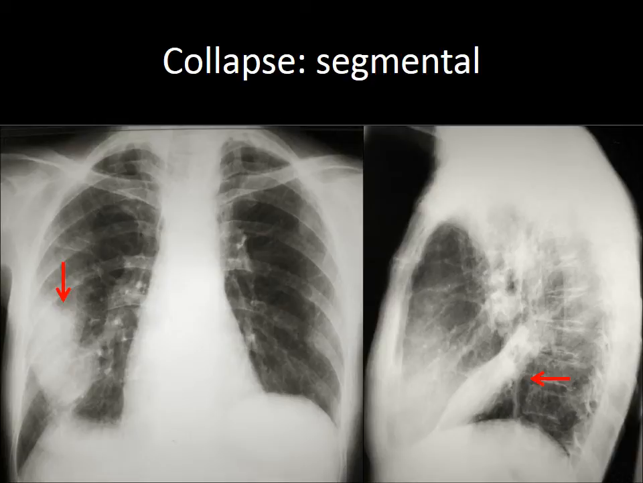This is collapse of the anterior segment of the right lower lobe. As the area of lung involved is substantially less than that involved in a lobar collapse, the associated signs are far less apparent.